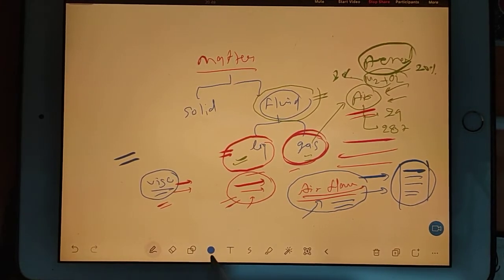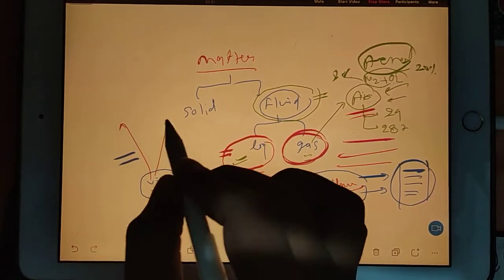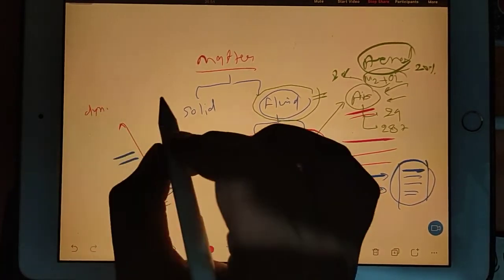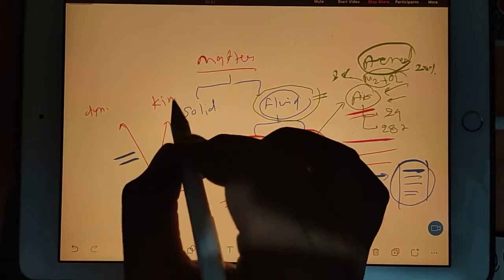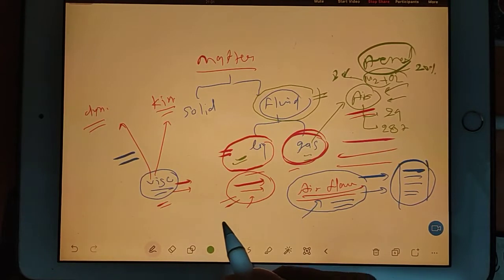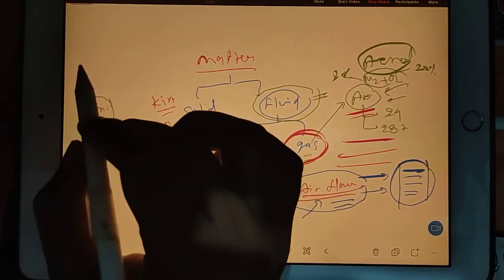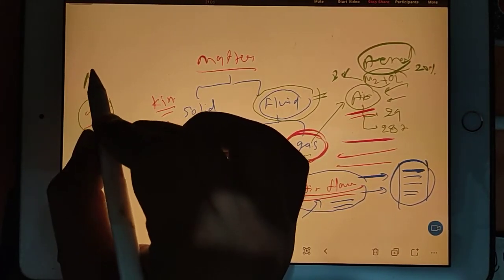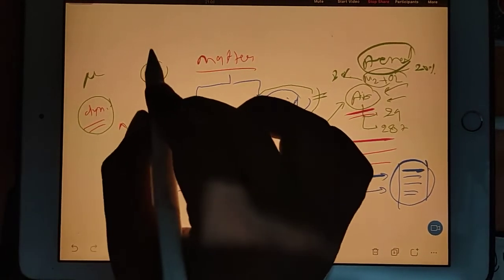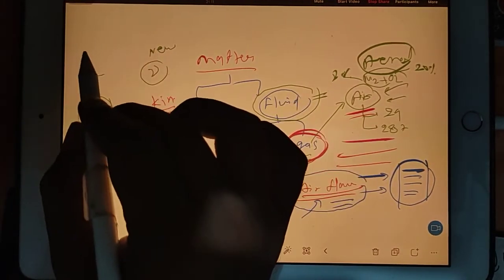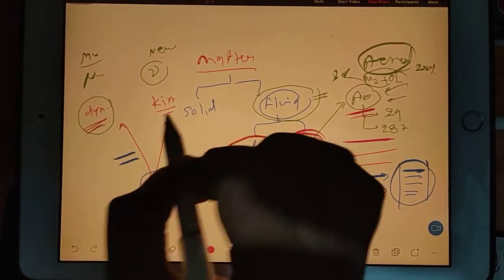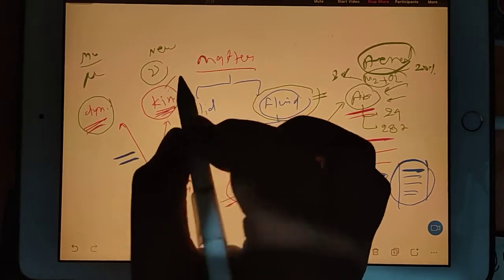Okay, now see, we have two types of viscosity. One viscosity we call dynamic viscosity. One viscosity we call kinematic viscosity. Dynamic viscosity and kinematic viscosity. Dynamic viscosity we give the symbol mu. Kinematic viscosity we give the symbol nu, N-E-W. And here we say mu. If you are talking about dynamic viscosity and kinematic viscosity in detail, it will be out of your syllabus.